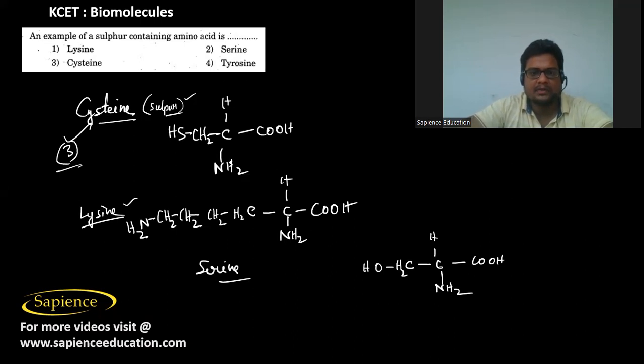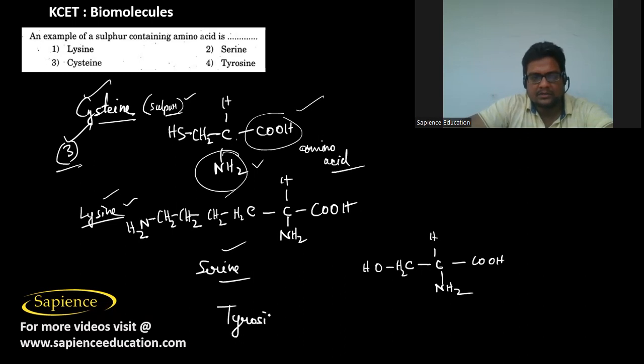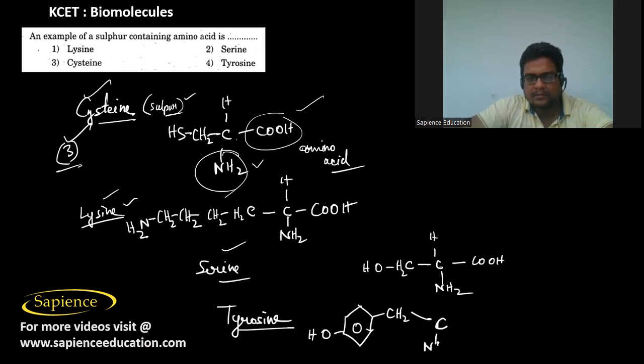Now, amino acid means that it should have an amine group and the carboxylic acid group, which should be attached to the same carbon. Then it is called an amino acid. So all these four are amino acids: cysteine, lysine, serine, and tyrosine. The structure of tyrosine is like this. So this is called tyrosine. So only cysteine has got sulfur in it. So option 3 is the answer.